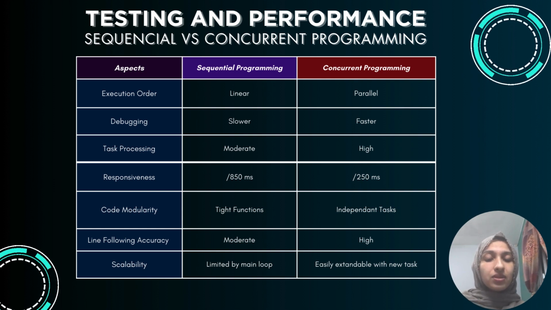The responsiveness for sequential programming is almost 850 milliseconds, whereas for concurrent programming, the responsiveness is only 250 milliseconds. The code modularity for sequential programming is tight functions, and in concurrent programming it's independent tasks. So overall, these are the differences between sequential programming and concurrent programming.